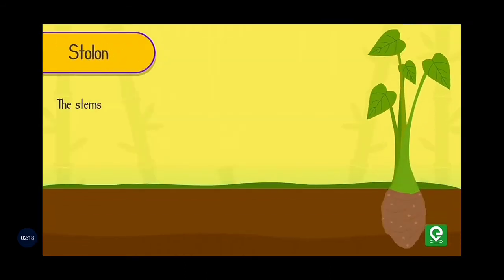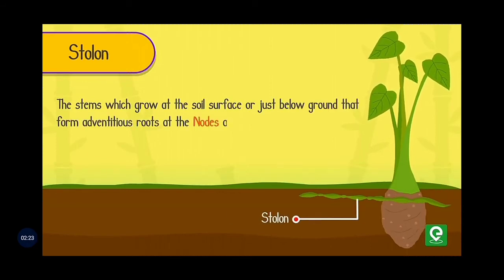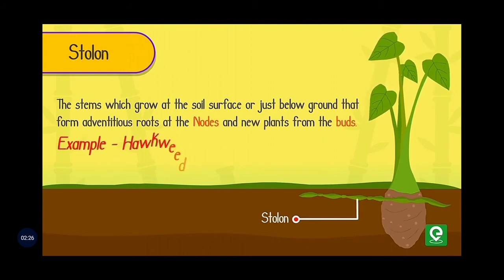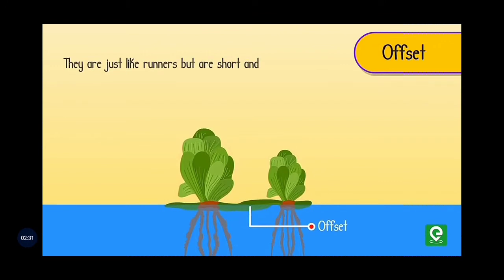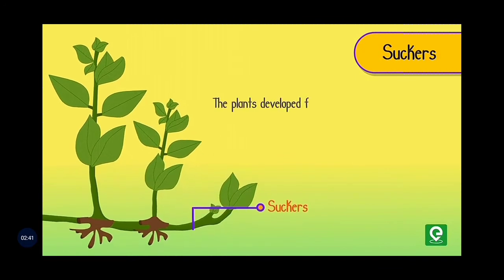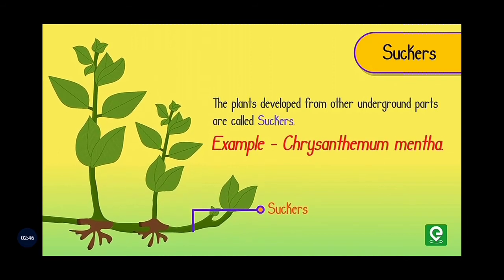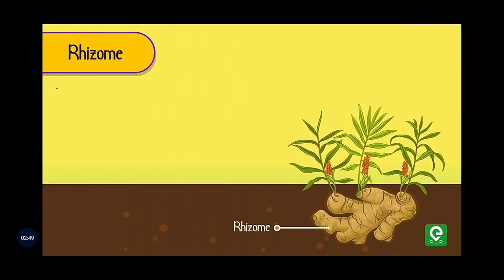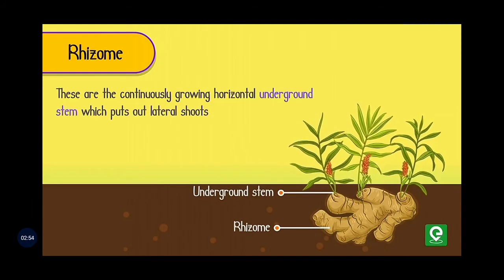Stolon. The stems which grow at the soil surface or just below ground form adventitious roots at the nodes and new plants from the buds. Example: hawkweeds. Offset. They are just like runners but are short and thicker and are found in aquatic plants. Example: Eichhornia crassipes and Pistia stratiotes. Suckers. The plants developed from other underground parts are called suckers. Example: Chrysanthemum, Mentha.